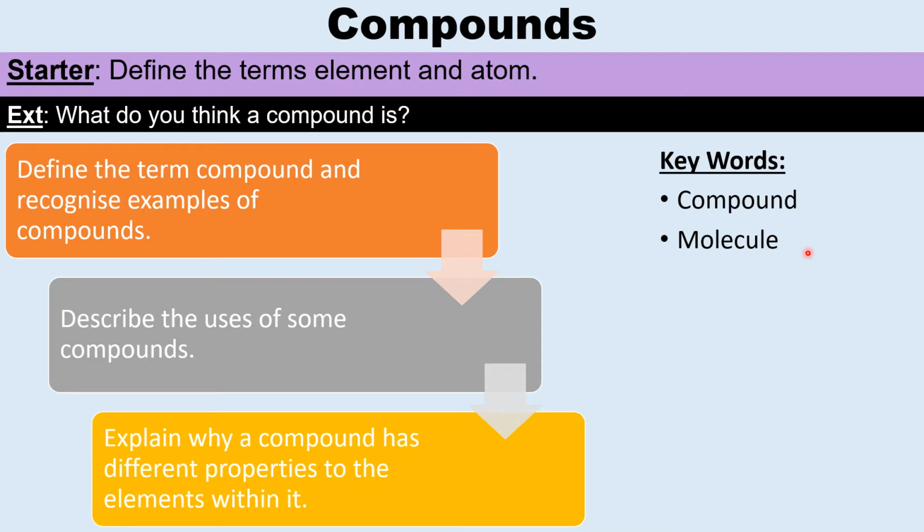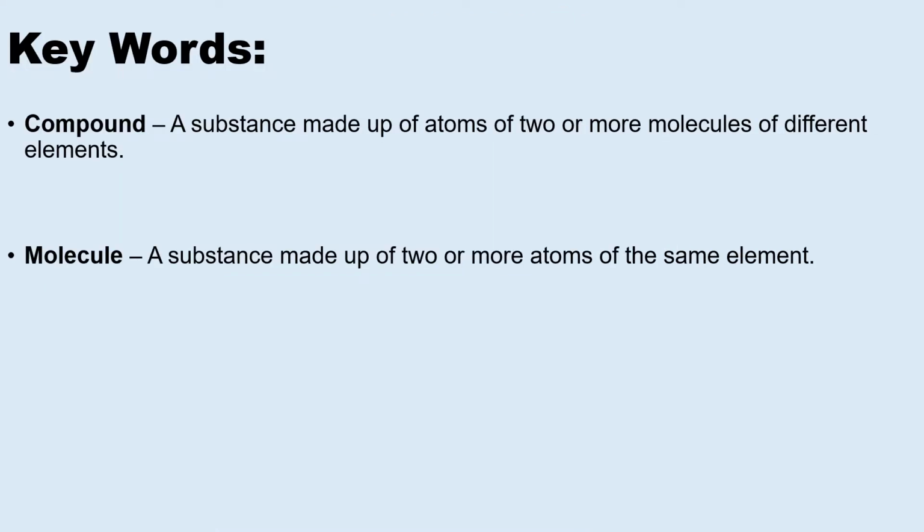So your keywords today are compound and molecule. And we are going to define the term compound and recognise examples of compounds, describe the uses of some compounds, and explain why a compound has different properties to the elements within it. So, a compound is a substance made up of atoms of two or more molecules of different elements, and a molecule is a substance made up of two or more atoms of the same element.